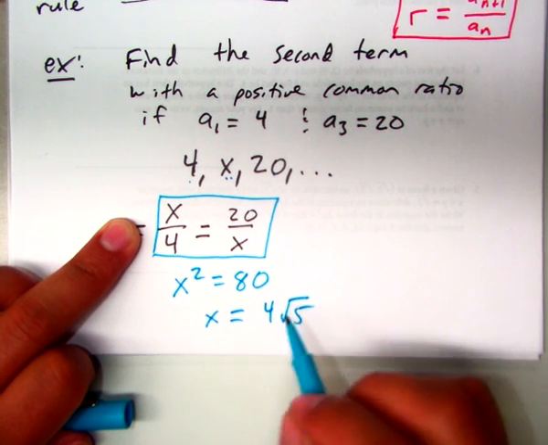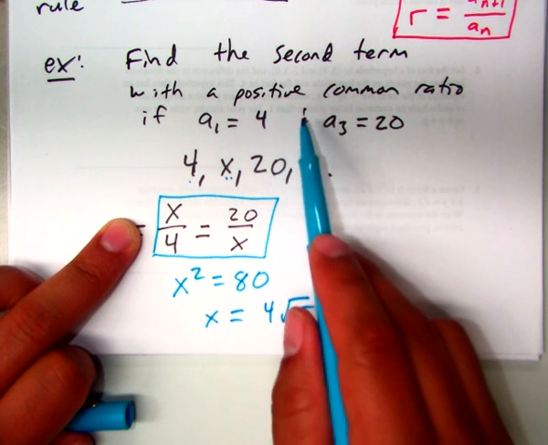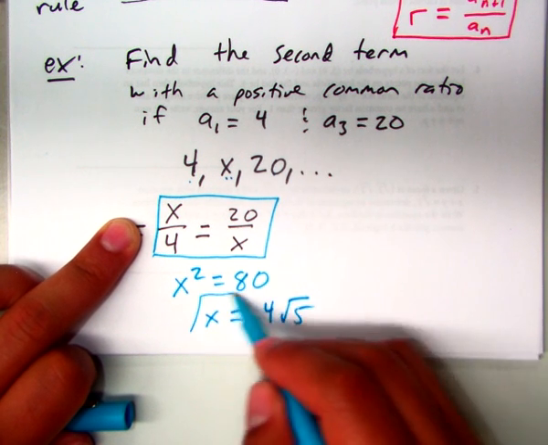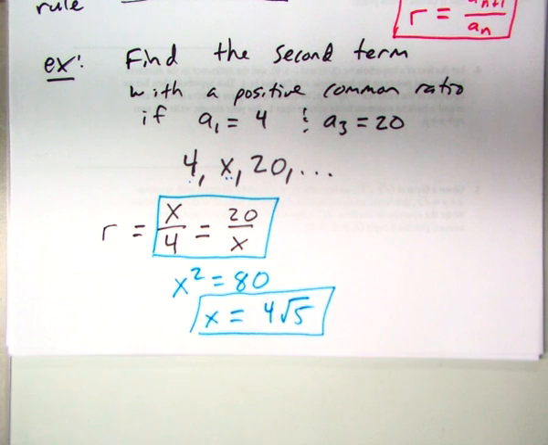And since we are told that the ratio is positive from term to term, then we know the second term is also going to be positive. So there's our answer.